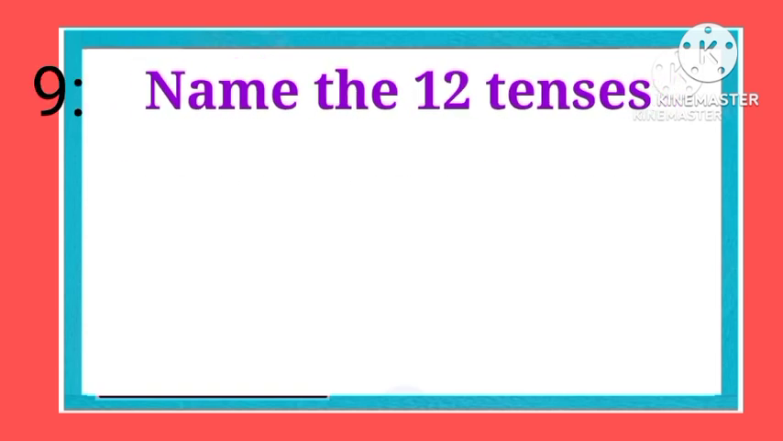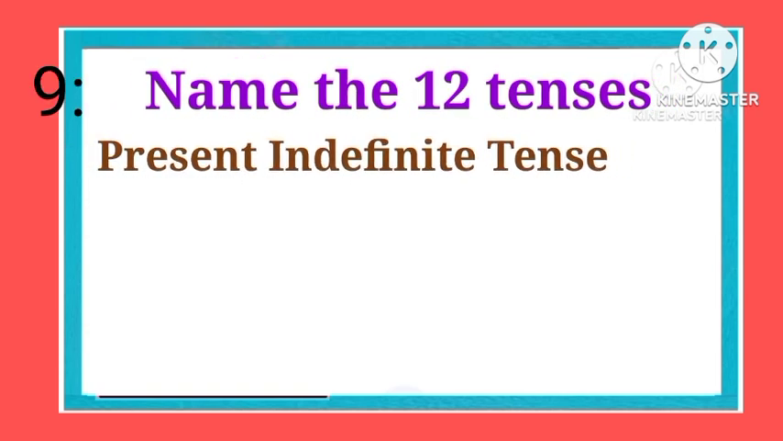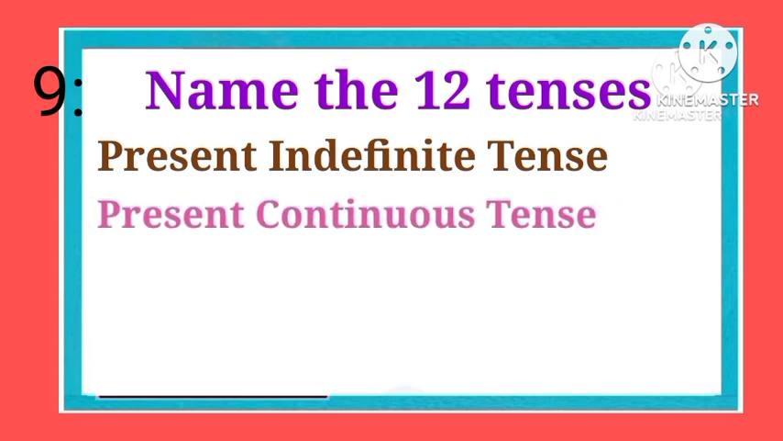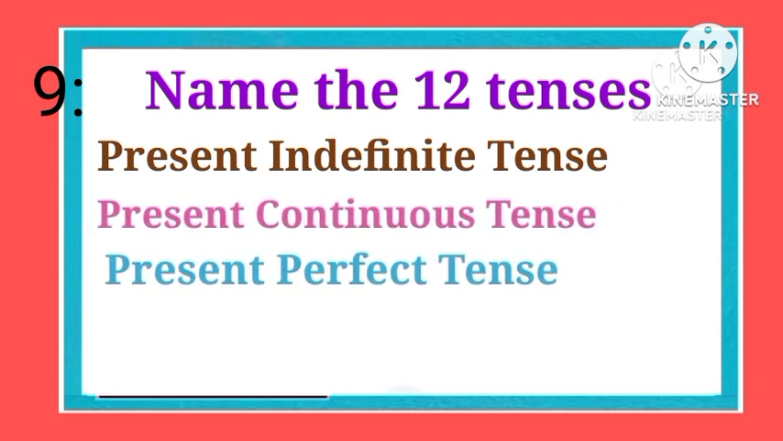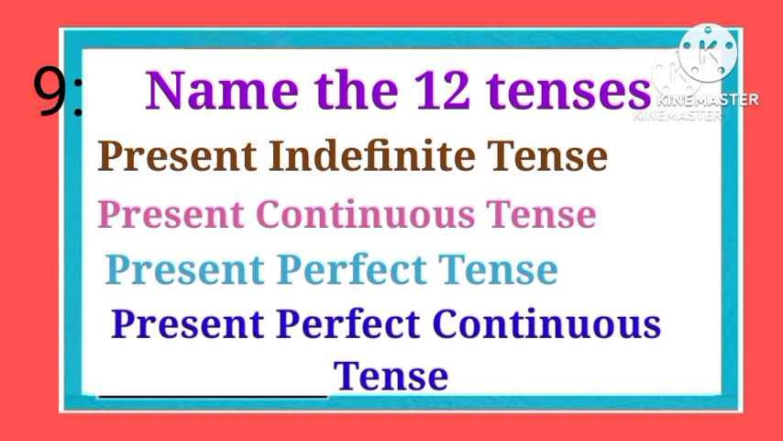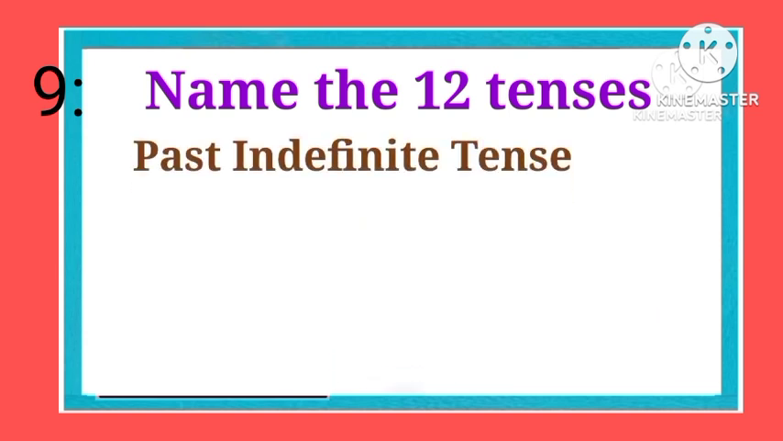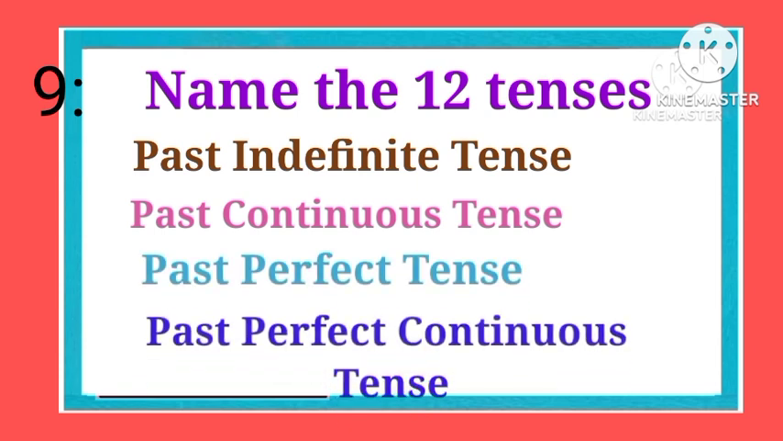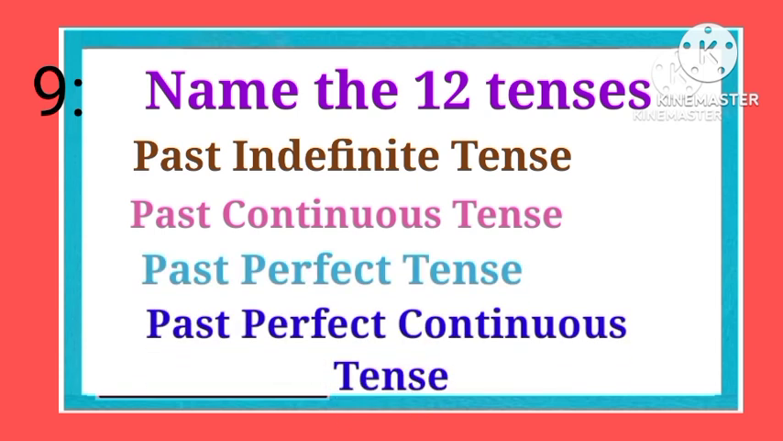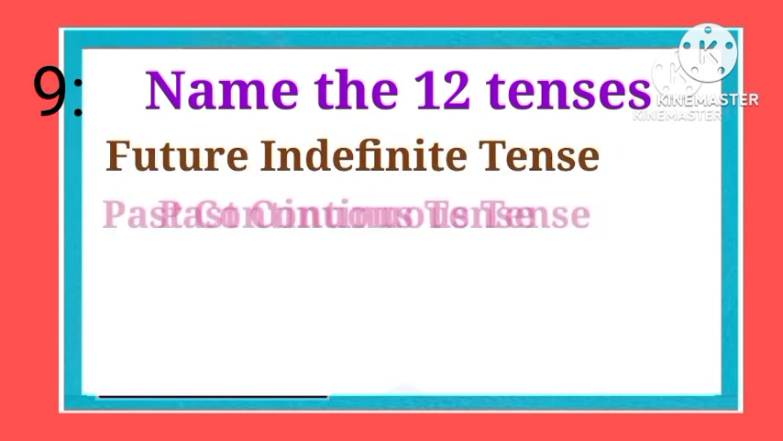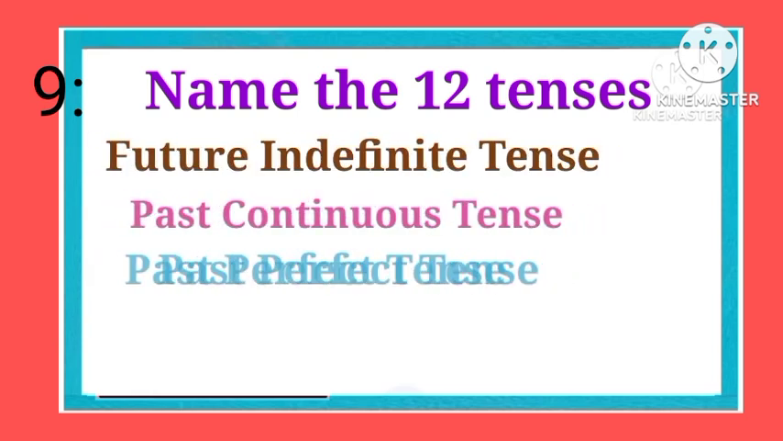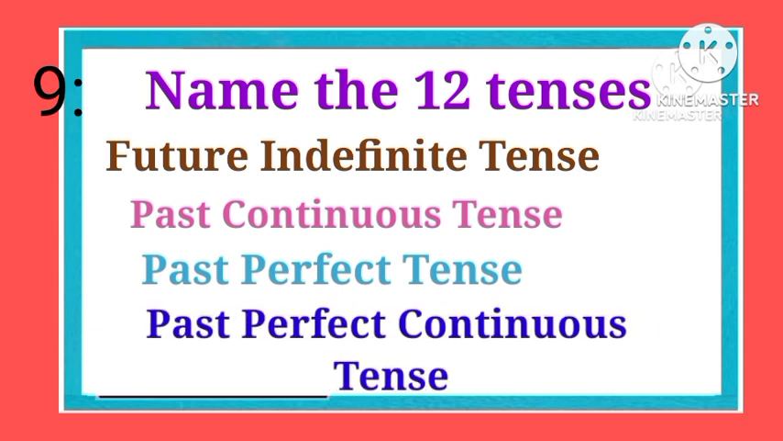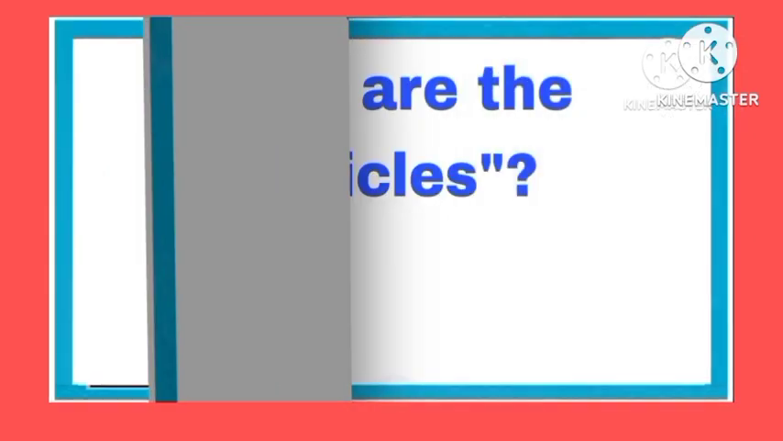Name the 12 tenses. Present indefinite tense, present continuous tense, present perfect tense, present perfect continuous tense, past indefinite tense, past continuous tense, past perfect tense, past perfect continuous tense, future indefinite tense, future continuous tense, future perfect tense, future perfect continuous tense. So these are the total 12 tenses. All these are types of tenses.